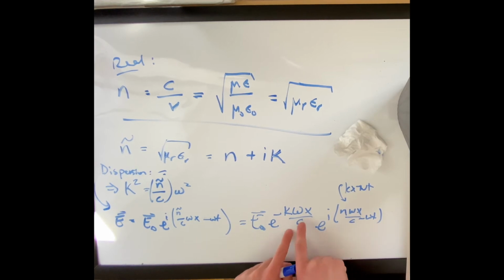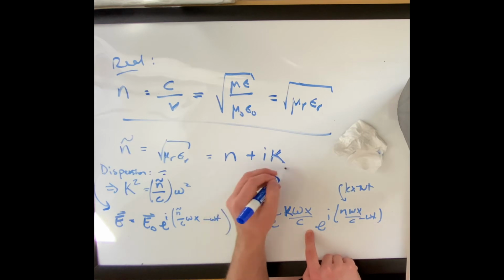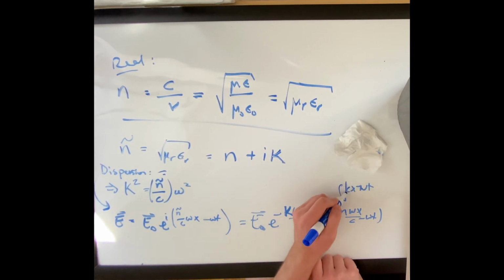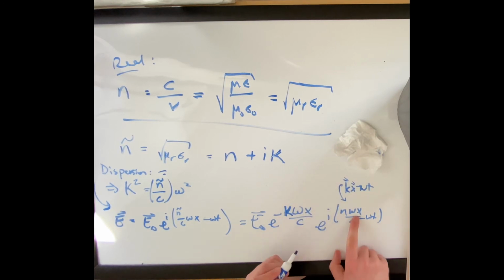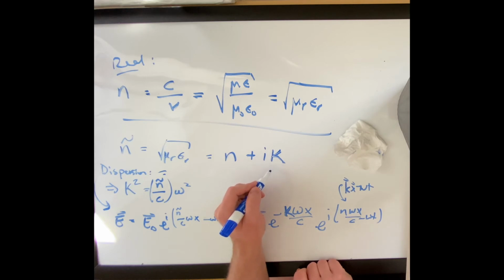This is a decay. This has no time in it, which is good because we don't want the decay to depend on time, but it does depend on distance x. And this is a kappa now. This is the regular k vector that goes here. This is kappa, which is called the extinction coefficient.